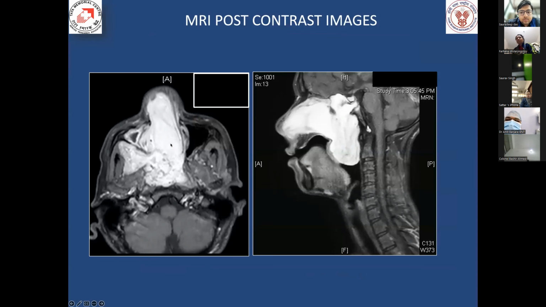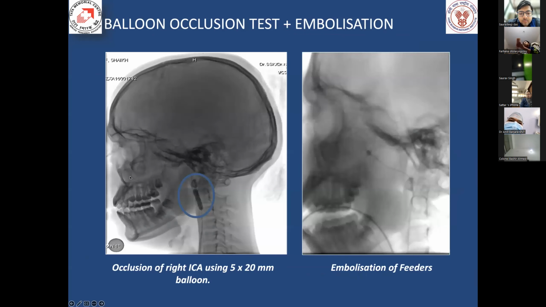The MRI shows brilliantly enhancing lesion. You can see that there is hardly any nasal cavity seen, everything pushed to the other side and extending down into the oral cavity. So this is the extent, and highly vascular. Definitely in our setup, we do devascularization.